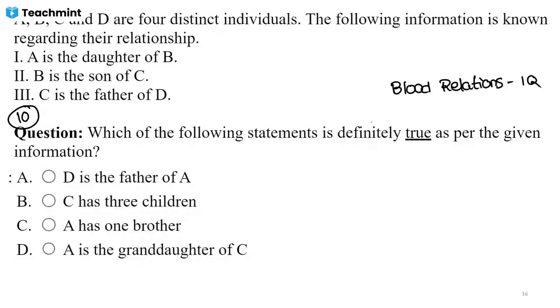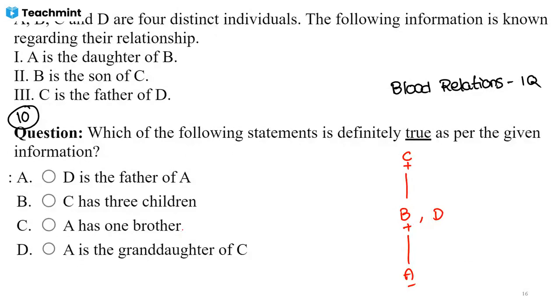Fine. So now here, A is daughter of B. B is son of C. C is father of D. You just observe what is happening. Daughter means below generation. A is daughter of B, B is son of C, C is father of D. B and D are siblings. B is brother of D.